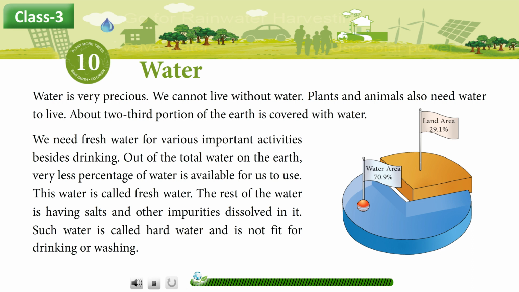We need fresh water for various important activities besides drinking. Out of the total water on the earth, a very small percentage is available for us to use. This water is called fresh water. The rest of the water has salts and other impurities dissolved in it. Such water is called hard water and is not fit for drinking or washing.